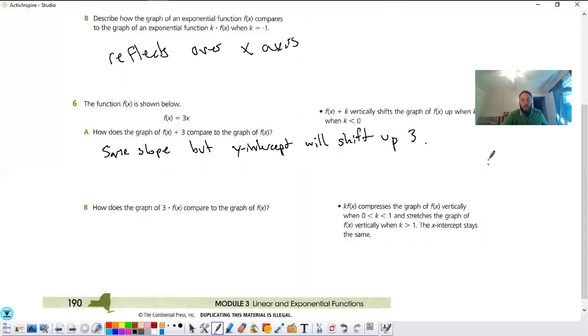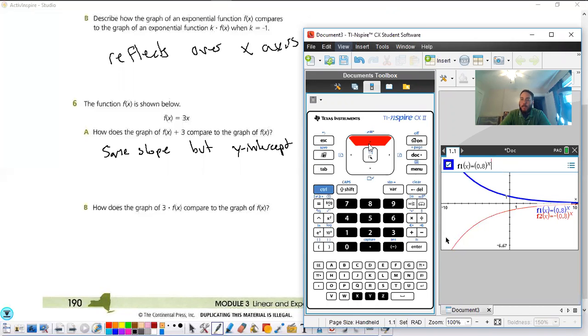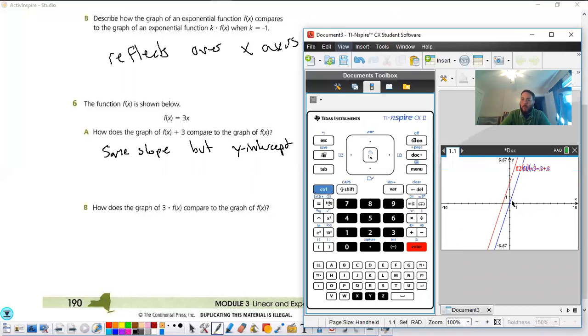All right, so if we want to take a look at what this looks like on the calculator, if we have f of x is 3x, right, that's going to be a straight line. And then our second one, we take whatever our f of x was, which was 3x, and then we're going to add to it 3. All we do is take this first line and slide it up 3 spots on the y-intercept. The slope stays the same. As you can see, they're parallel, and it's a vertical shift.